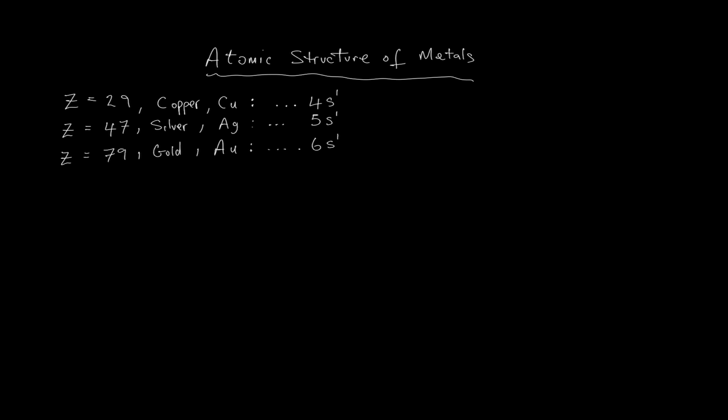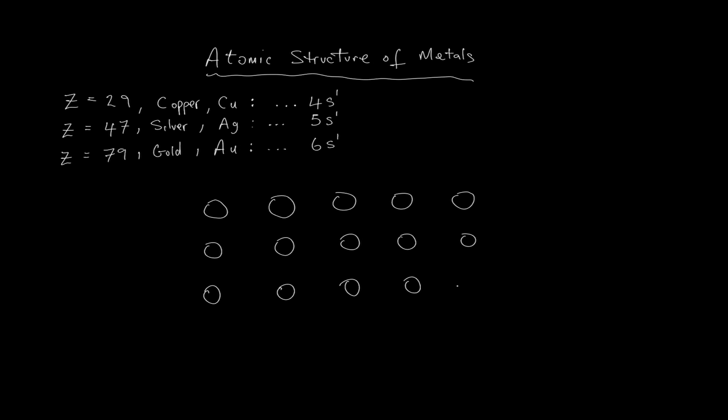Okay, let me just draw you a scenario where we have a lattice of atoms. This could be copper or silver or possibly gold. Maybe I could draw 15. They should all be the same size, by the way. Okay, so I'm drawing a metal bar, if you will. So 10, 11, 12, 13, 14, 15, just a purely arbitrary number.